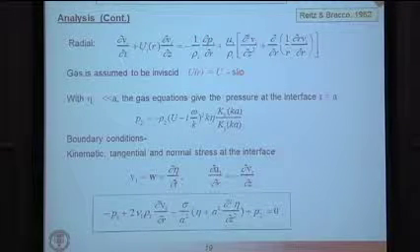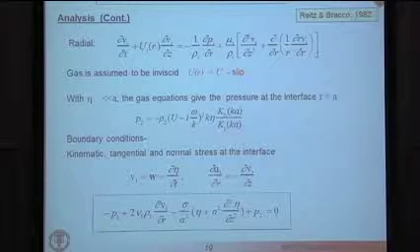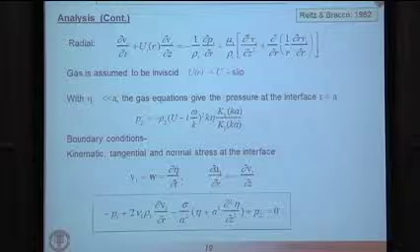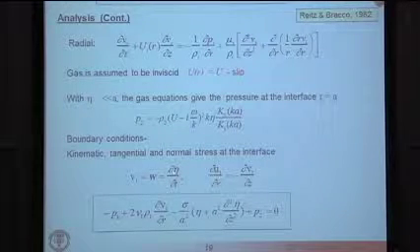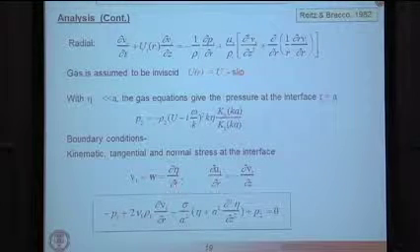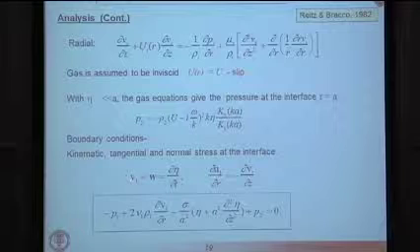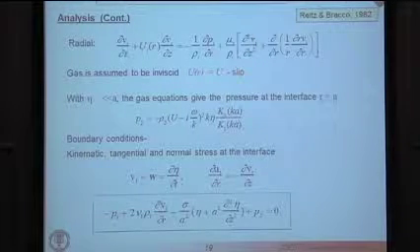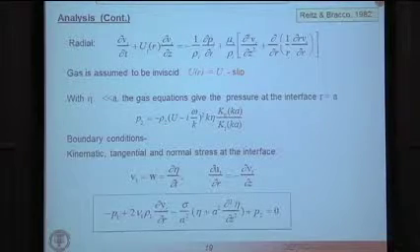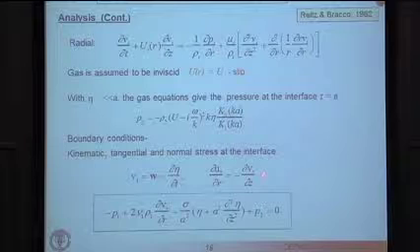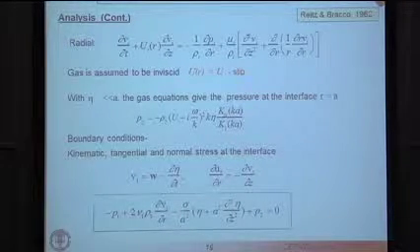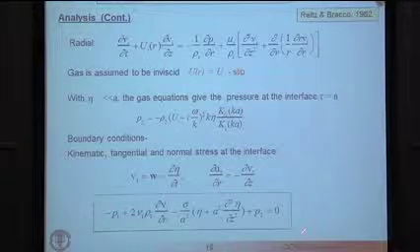And then finally, you go to the boundary conditions that apply at the interface, the kinematic, tangential, and normal stress boundary conditions. Essentially, they provide extra constraints. The first one is that the rate of change of surface elevation must equal the velocity in the radial direction. So that's the kinematic condition. If we assume that the gas viscosity is 0, then the tangential balance gives you a relationship between the velocity components in the liquid.